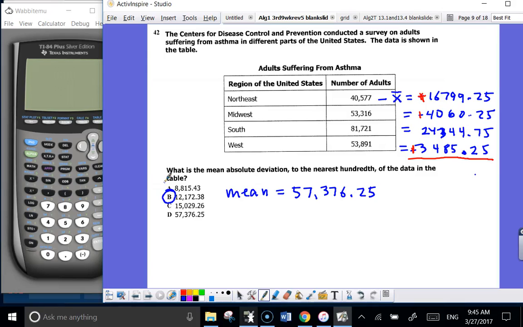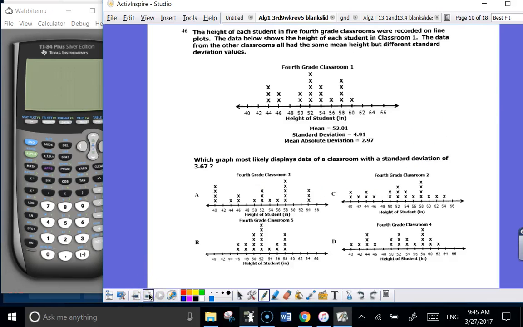Subtract the numbers in the table minus the mean. Remember, the X bar is the mean. Okay, next.